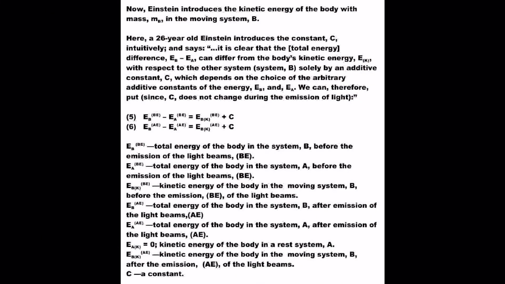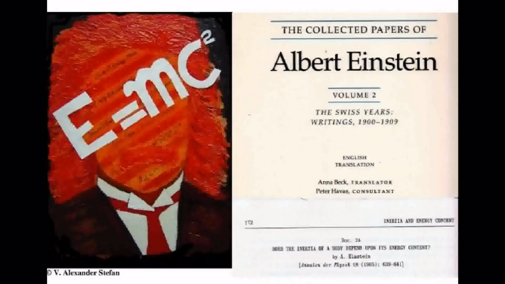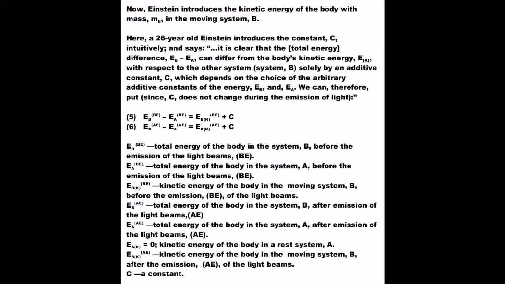Here, a 26-year-old Einstein introduces the constant C intuitively and says: it is clear that the total energy difference, Eb minus Ea, can differ from the body's kinetic energy, Ek, with respect to the other system B, solely by an additive constant, C, which depends on the choice of the arbitrary additive constants of the energy, Eb and Ea. We can, therefore, put, since C does not change during the emission of light.